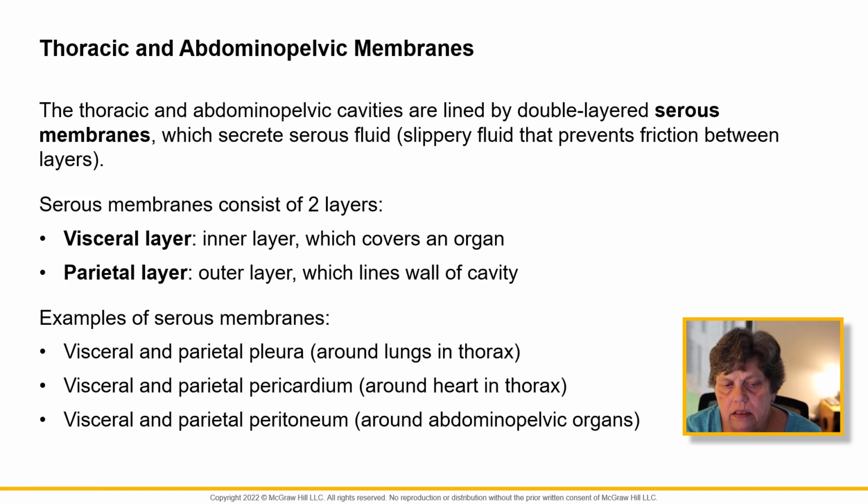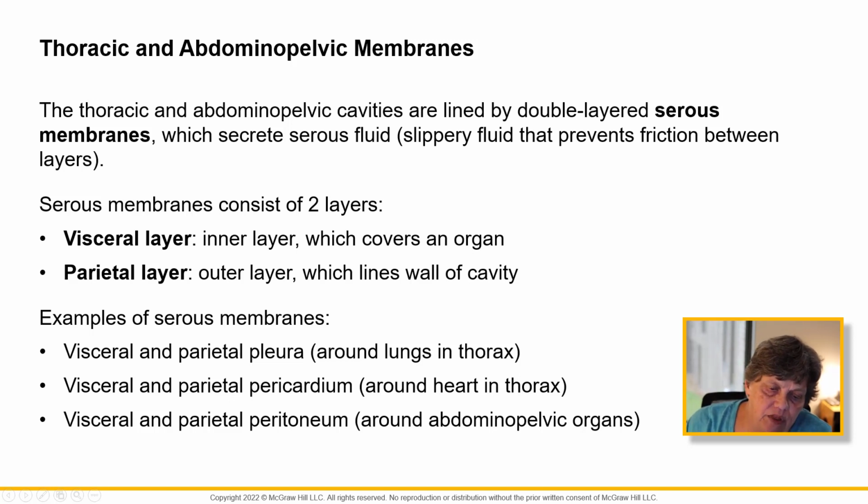When you look at some of these cavities, particularly the thoracic, abdominal, and pelvic cavities, they do have membranes. This is a double layered, what we call serous membrane. It secretes a fluid. Serous fluid is a lot like plasma. If you've ever seen plasma, it's kind of light yellowish. It's very slippery, and it's very important, and we'll talk about this in a second. But you generally have two layers. You have the visceral layer, which covers the organ, that inner layer, and the parietal layer, which lines the wall of the cavity.